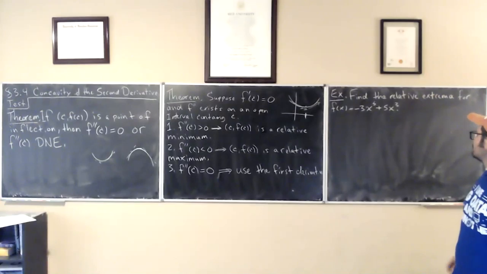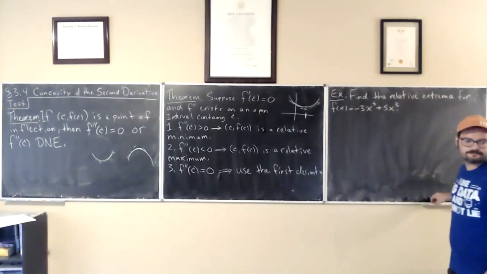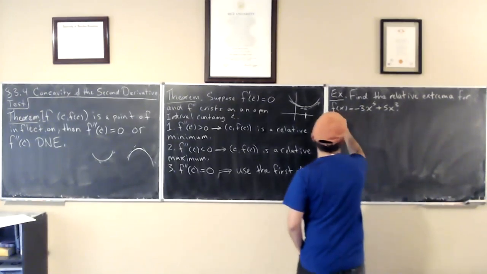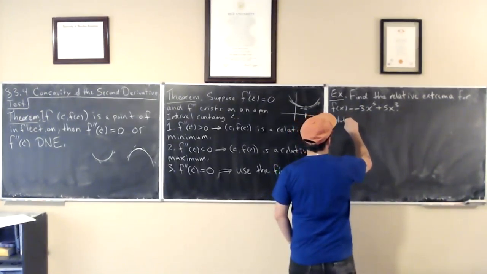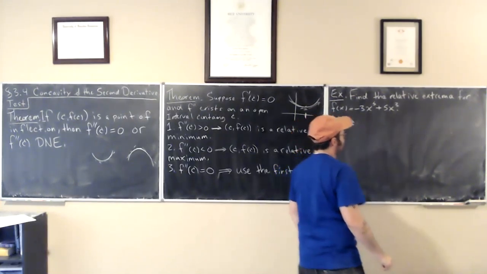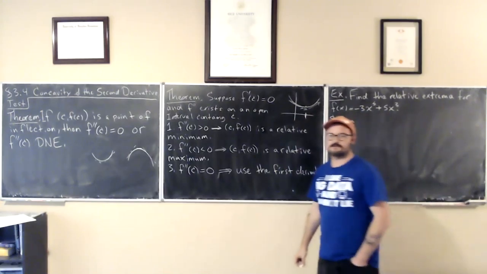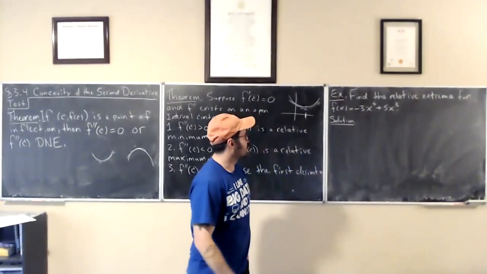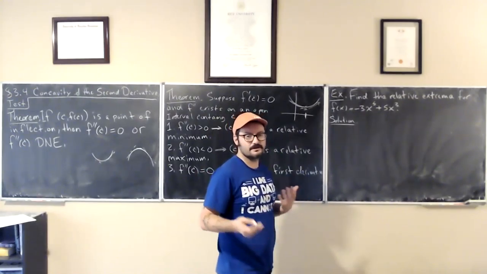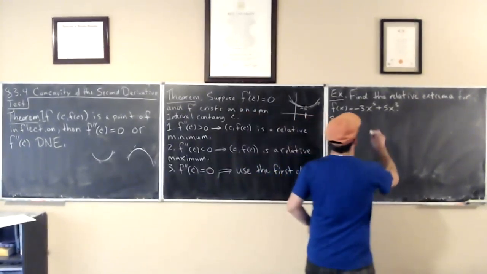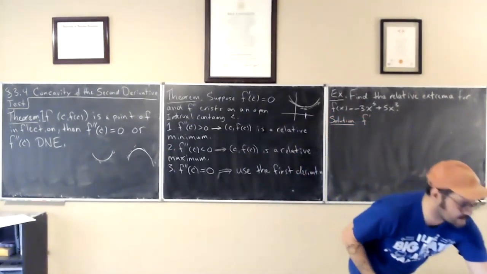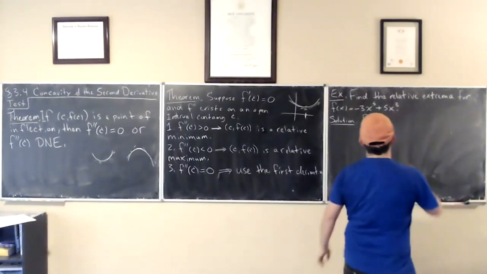Okay, so let's go ahead and figure this out. All right. So first, we need to find the critical points of this function. And to do that, we need to take the first derivative and find out where that's equal to 0, and then also if it doesn't exist at some point. So make sure you guys can hear me. You can, okay.